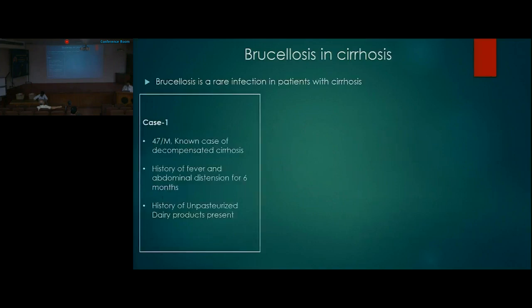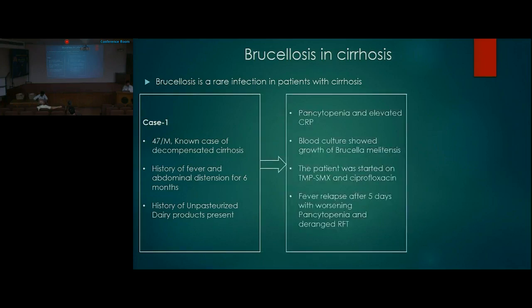There are a few case reports of patients with brucellosis and cirrhosis. In case 1, this patient was a known case of decompensated cirrhosis, who had presented to a hospital with a history of fever and abdominal distension for 6 months, and there was a history of unpasteurized dairy product consumption. The patient had pancytopenia with elevated CRP. The blood culture showed the growth of Brucella species.